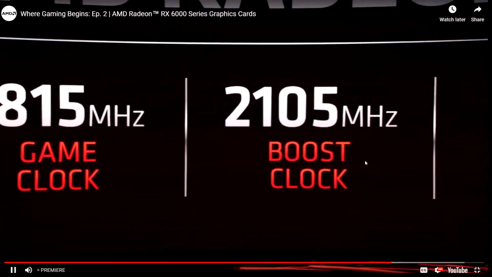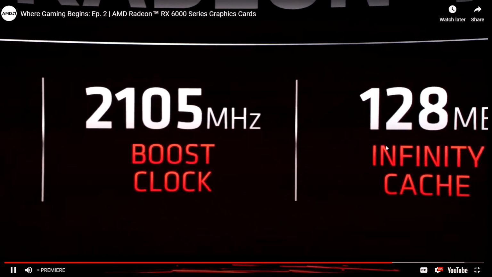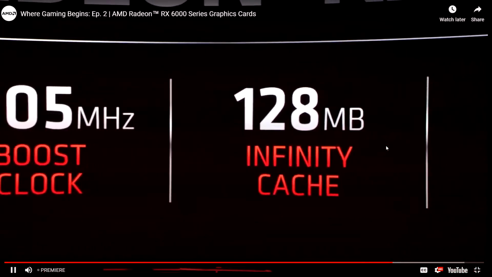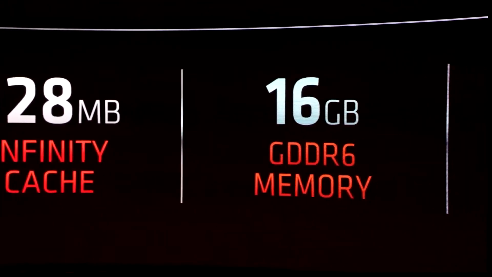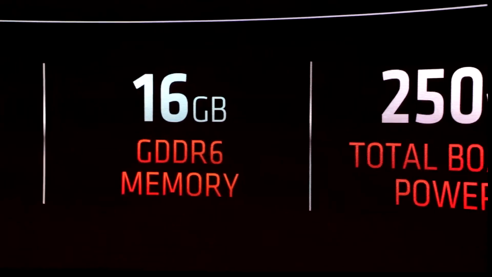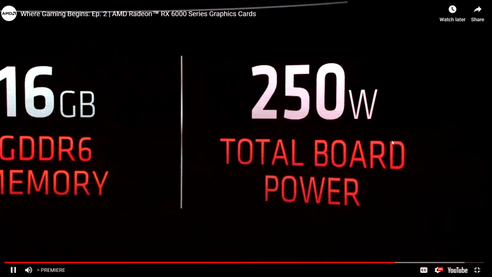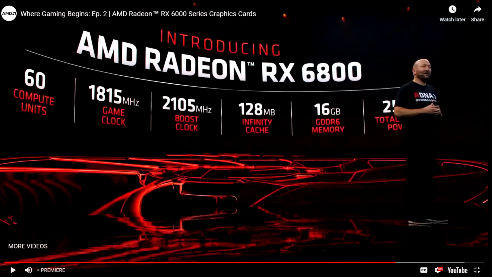1.5 gigahertz game clock with a boost clock of over 2.1 gigahertz. It will feature the same 128 megabytes of Infinity Cache and be available with 16 gigabytes of GDDR6 memory. With a board power. Okay. Now also, this is one of the things I got. I was told there was a 60 CU, and I was told there was a 64 CU, and there's a 60 CU. So that was a back and forth kind of thing. But apparently they had to do a 60 CU.